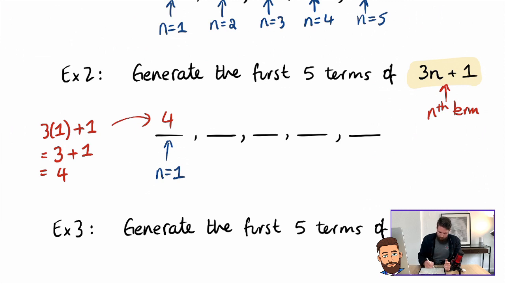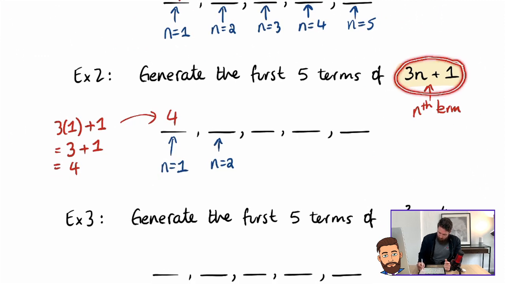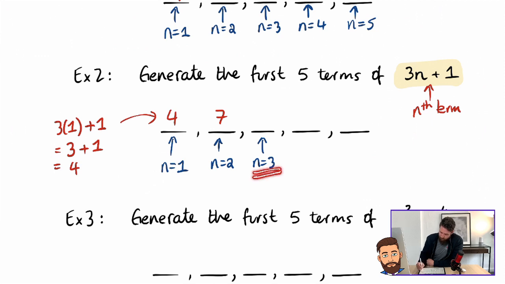And it's the same story. If I want the second term, n is 2. So again, I'm going to use my nth term, I'm going to replace n with 2. So I'm going to do 3 times 2, which is 6, plus 1 is 7. Okay? So that would be 7. Number 3. The third term. N is 3. 3 times 3 is 9, plus 1 is 10.